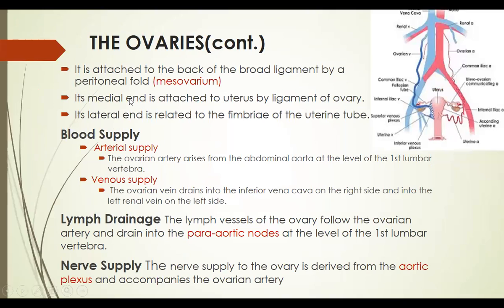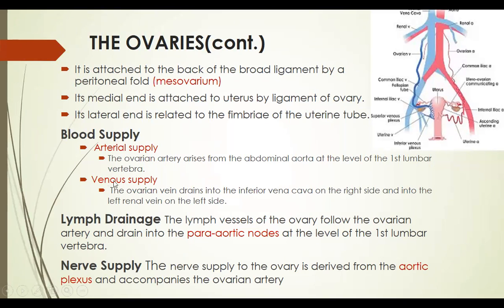Coming to the blood supply, the arterial supply is by the ovarian artery. Just like in the case of the testes, where it is the testicular artery coming from the abdominal aorta, here also the ovarian arteries come from the abdominal aorta. If you see here, these are the ovarian arteries on either side. They come directly from the abdominal aorta.